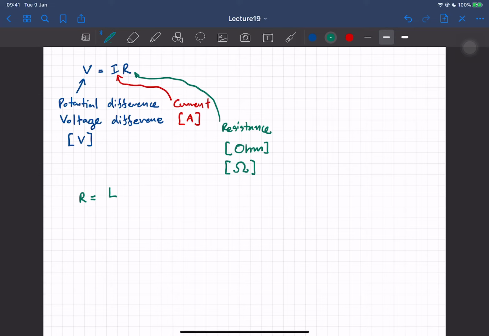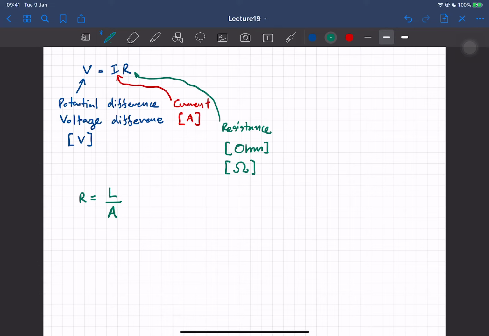It also depends on the cross-section area. The larger the area, the lower the resistance. Okay, so it's like having a larger pipe, you're gonna have water flow through the pipe a lot easier compared to a small cross-section pipe.